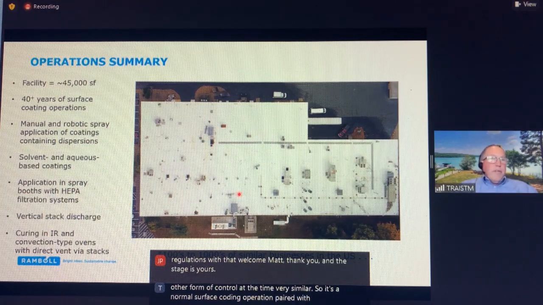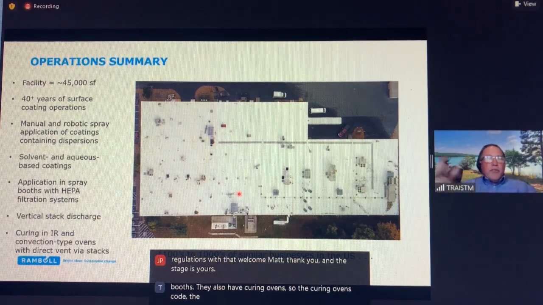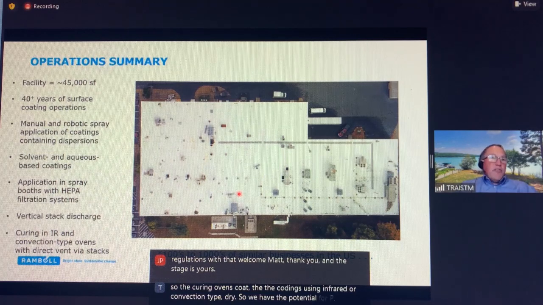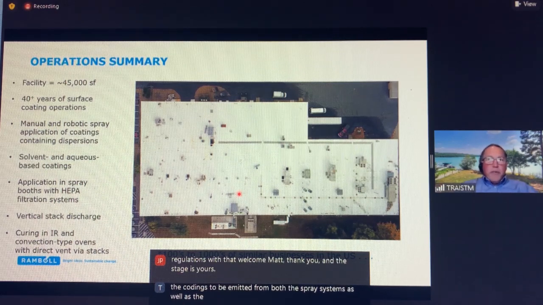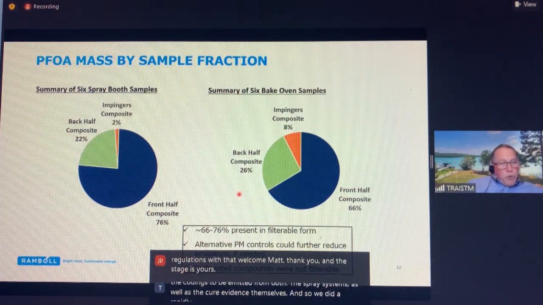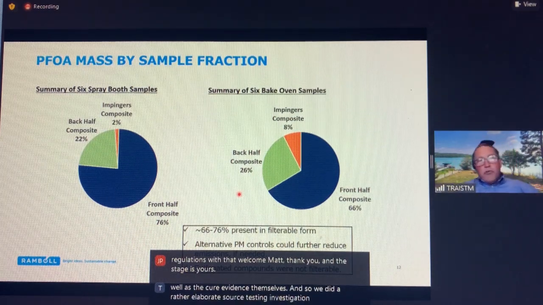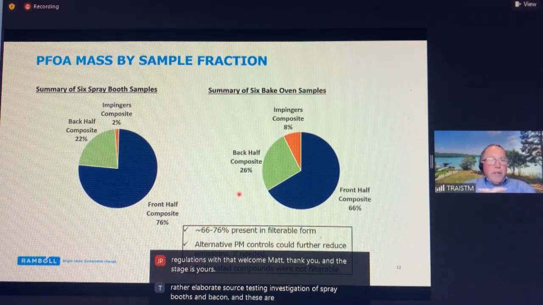Paired with the spray booths, they also have curing ovens. The curing ovens cure the coatings using infrared or convection type drying. So we have the potential for PFAS in the coatings to be emitted from both the spray systems as well as the cure ovens themselves. And so we did a rather elaborate source testing investigation of spray booths and bake ovens. And these are the inherent results.